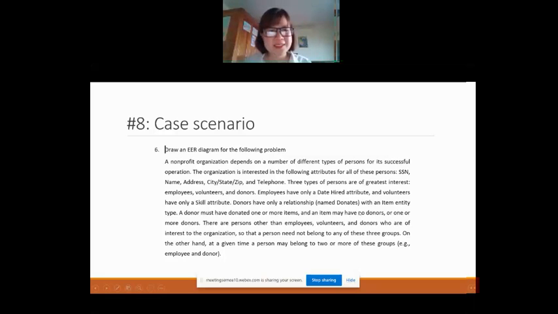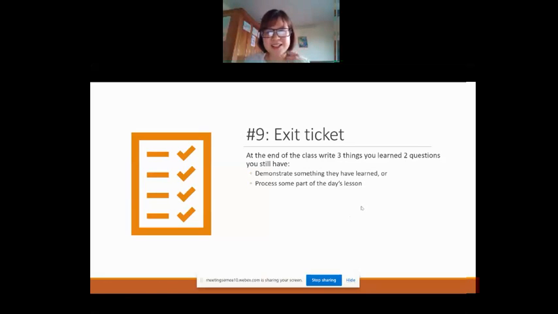The next one is the exit ticket. Number nine is exit ticket. An exit ticket is essentially a student's ticket out the door, assigned at the end of the day, or at the end of a class period. For me, I always assign it at the end of my lecture or my tutorial. Exit tickets require students to demonstrate something they have learned or to process some part of the day's lesson.